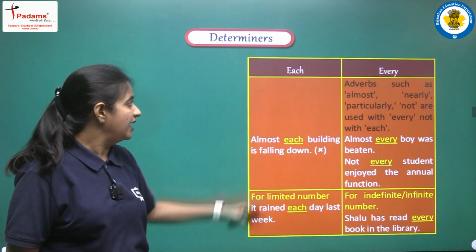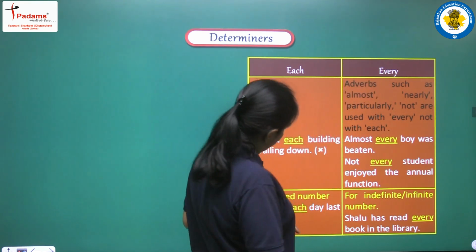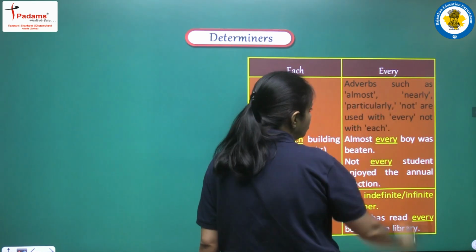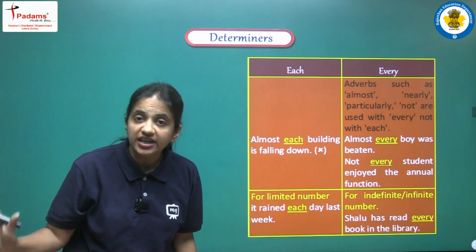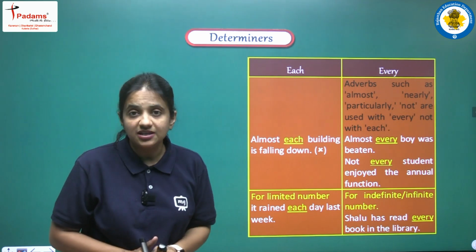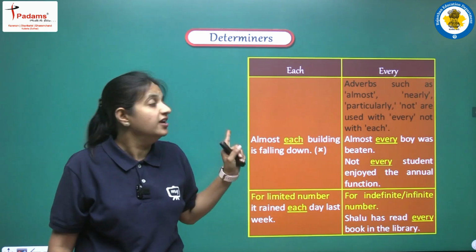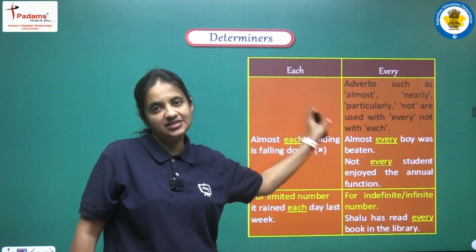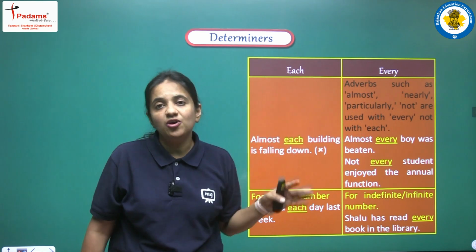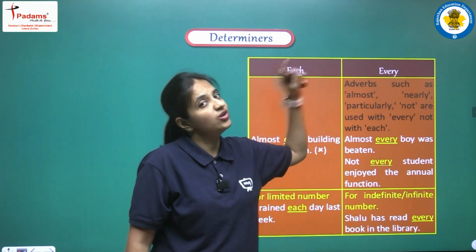So now moving on, let's read more. So now let's talk about every. So let's see, adverbs such as almost, nearly, particularly, not are used with every, not with each. It means now here we are having certain words, some adverbs. So yes students, you have to learn all these adverbs, because whenever we are having these words in a sentence and we have to write each or every, then आपको हमेशा learn करना है कि इन सारे adverbs के साथ always you have to use every, you cannot use each.